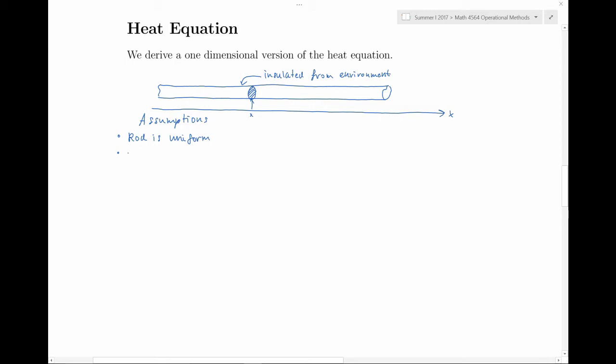That means that the temperature depends only on the position x of the cross-sectional slice and the time t, meaning that throughout the cross-section the temperature stays uniform. We're going to assume there is no heat loss through the surface of the rod, but maybe only the heat transfer through the ends.